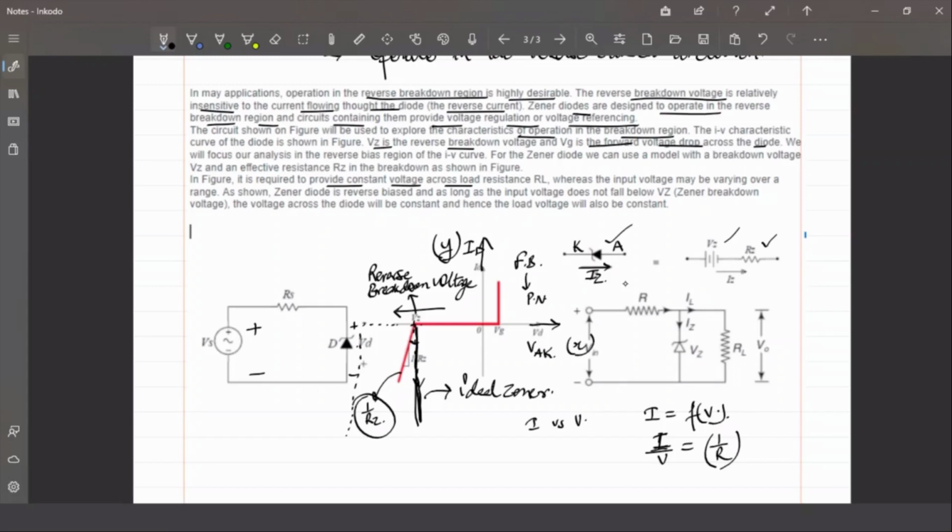That is why this is 1 by Rz, the slope here. And that Rz is actually the resistance which this device offers in a practical case. So this is for a practical Zener diode. I'm sure you would have studied this in your electrical workshop, experiment number 4.